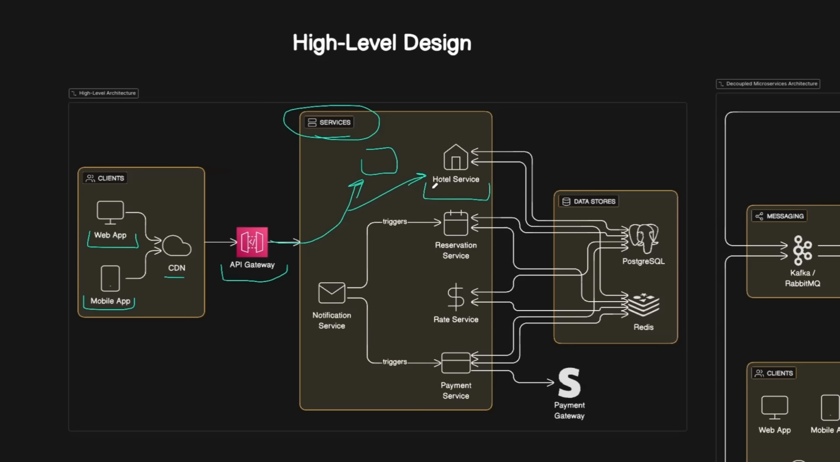When it comes to services, we can separate this with boundaries for hotel service. This is where we will have hotel and room information, mostly static and heavily cacheable service. An important service here is a reservation service. This will handle the booking logic, inventory checks, reservation creation and cancellation. And this is also where concurrency will be handled in the application.